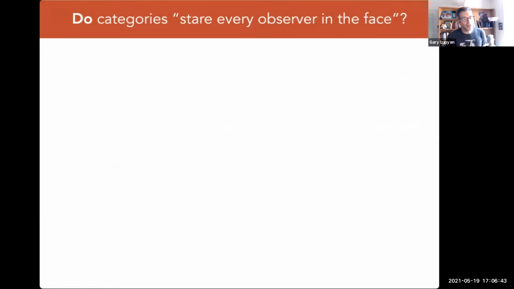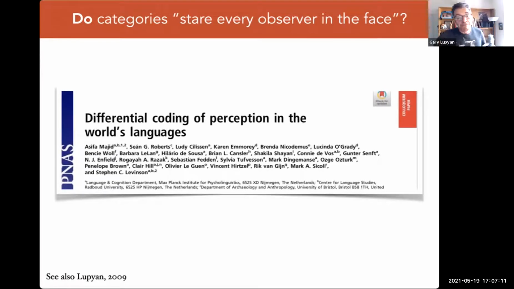So what is the evidence? Let me just begin to get at the evidence, the data. What is the evidence that categories don't just stare us in the face, that there's really a construction at work? One paper that I love, and that I will only touch on for just a minute because Asifa will discuss it at more length during her talk, is Asifa and colleagues' work on a domain in which you might expect much less variability than what you tend to find, that of language of perception.